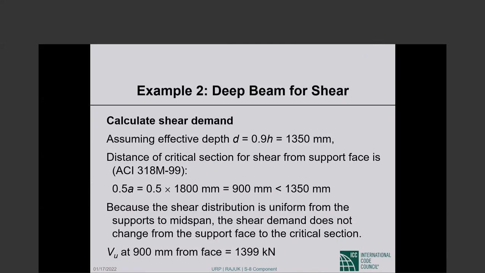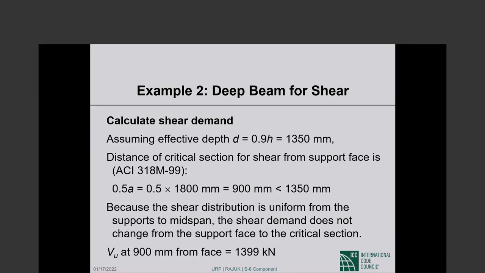Distance from critical section for shear from support face, this is in 318-99, is 50% of the distance from the support face to the load, and that is 900 millimeters. That being less than d, 1350 millimeters, that is where the critical section is. Here it doesn't matter because the shear is the same. It's one concentrated load in the middle. So from the support to the load, it's the same shear.